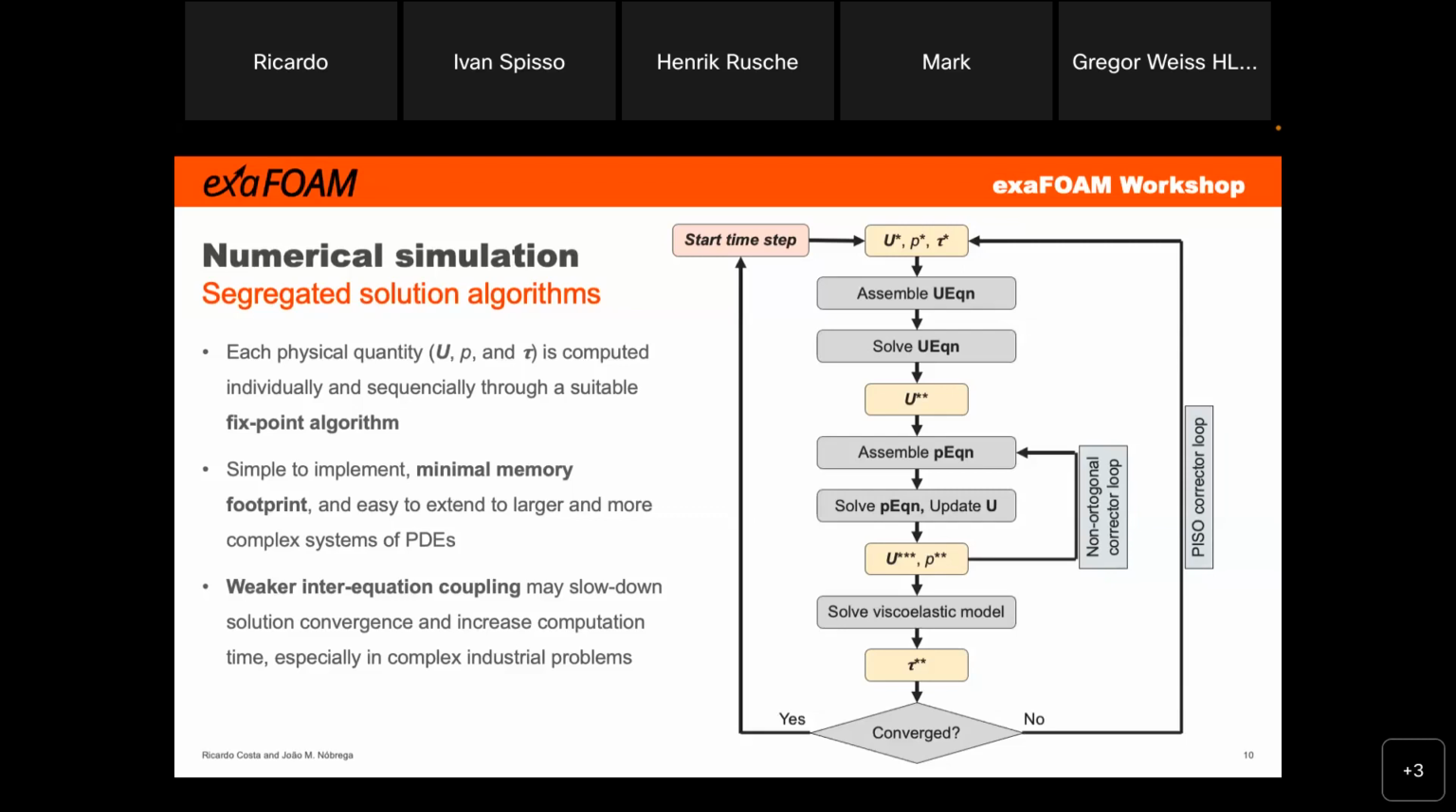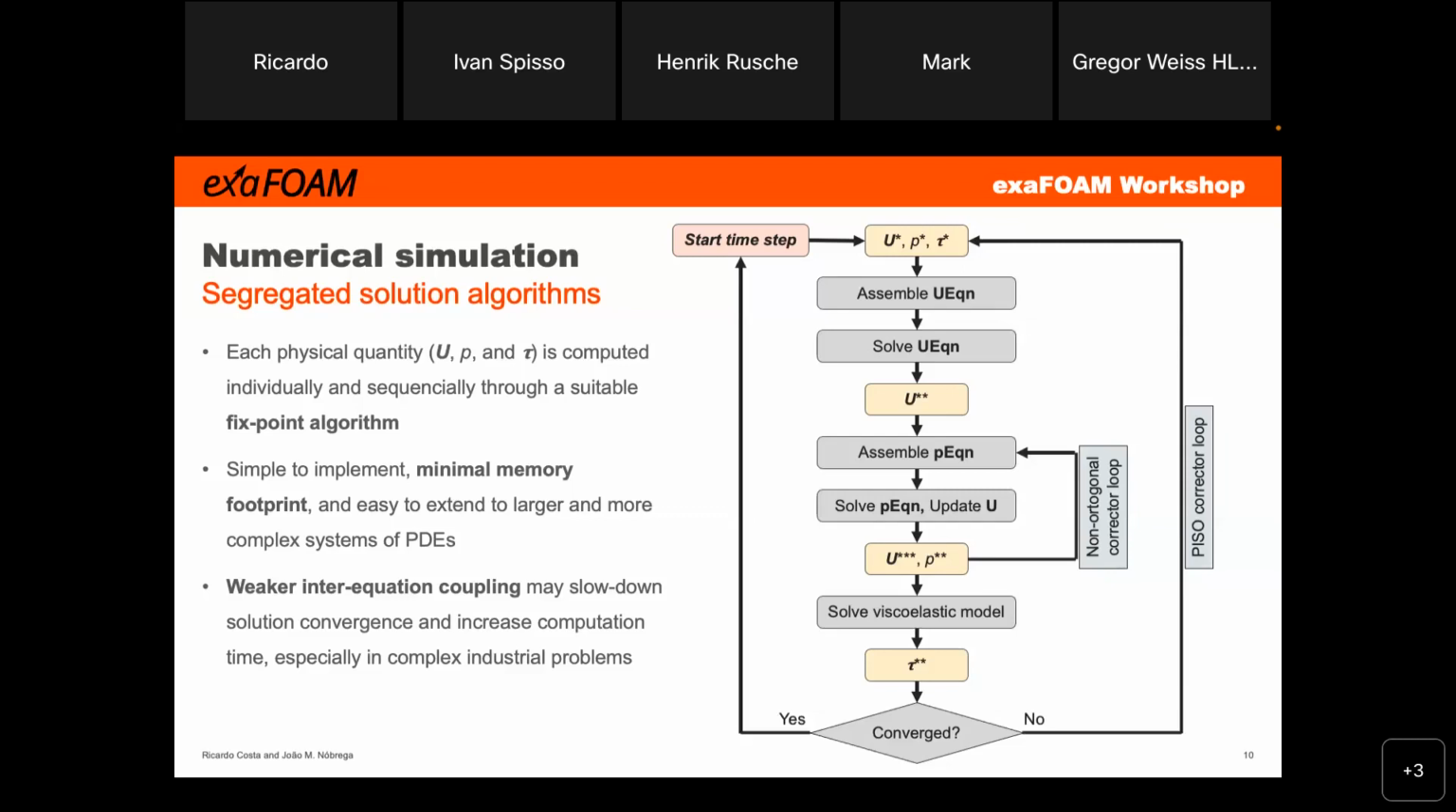So as you see, this involves computing each variable individually, so one at a time, and sequentially through this fixed point algorithm. The advantages are that it's relatively simple to implement. There's a relatively minimal memory footprint compared to what I will show in the next slide.